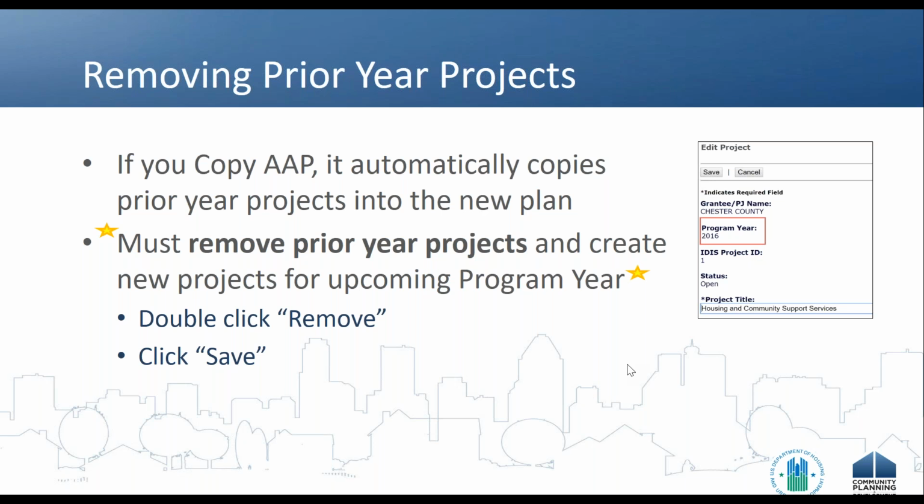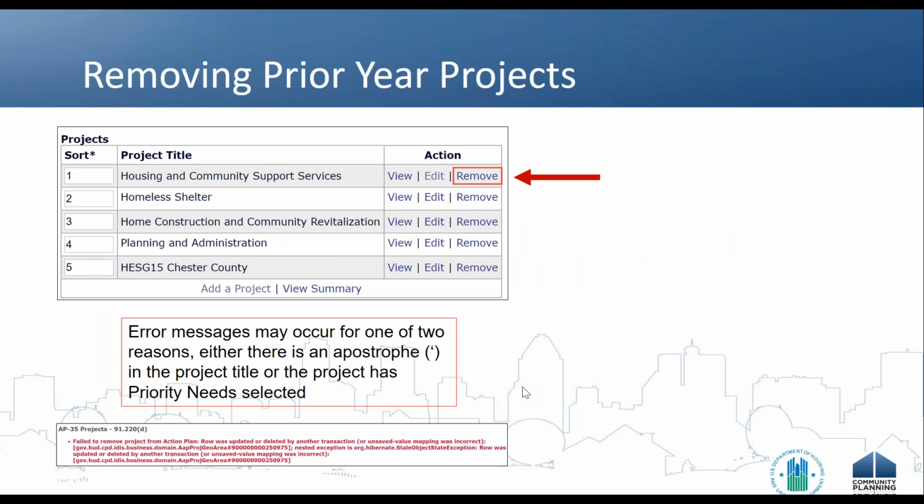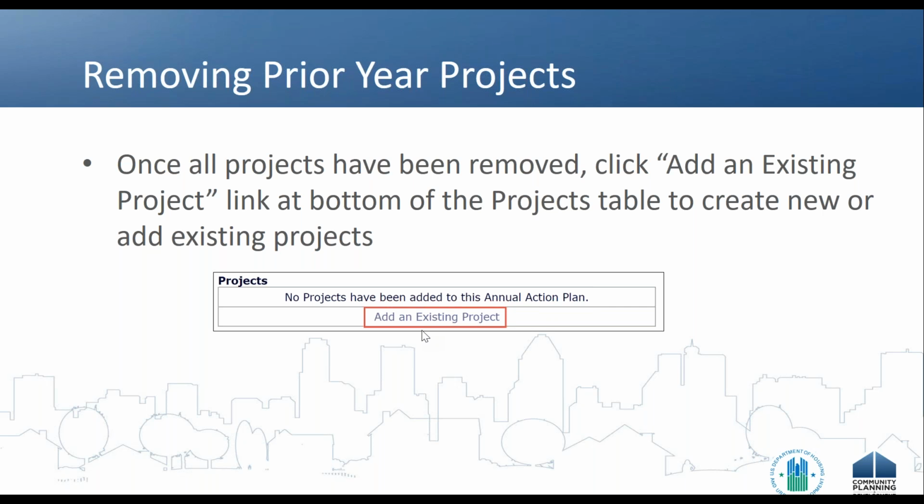Again, we'll talk about the exception of multi-year funded projects, but generally, you should be removing those prior year projects and creating new projects for the upcoming program year. You do that by clicking remove. You'll double click, and you'll be prompted with a screen confirming that you would like to remove it. When you remove a project from the action plan, you are not deleting it from IDIS. You are only deleting it from that action plan. Once you remove those projects, you can use add an existing project to create your new projects, or if you've already created projects elsewhere from the Projects tab, you can bring them in through add an existing project.